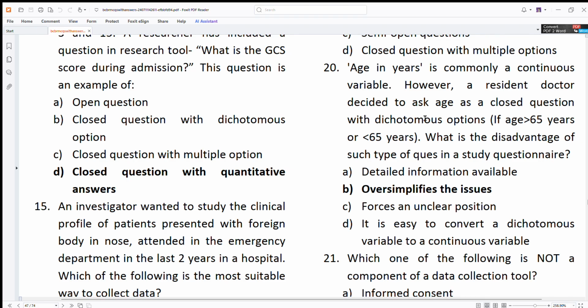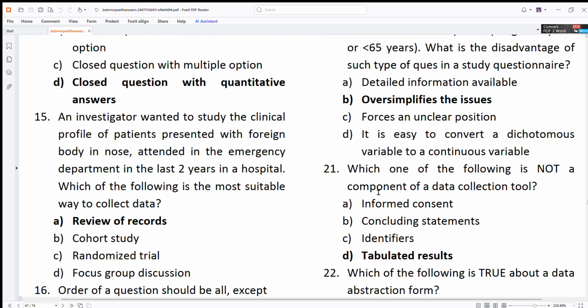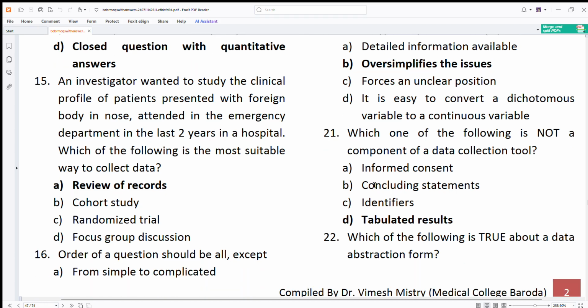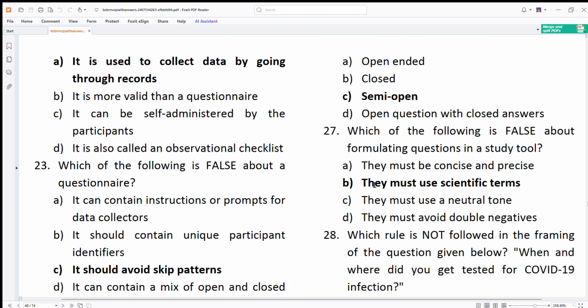Ask a closed question. Okay. Yeah, this is oversimplifying the issue. Yeah, right. Exact age we want to know. Exact. Not a component: tabulated results. Never, because it is part of results, not data collection.